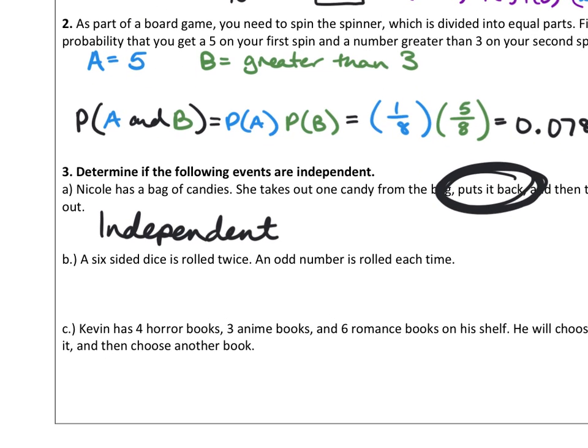Part B says a 6-sided die is rolled twice. An odd number is rolled each time. Does the first roll affect the second roll when you roll a die? No, because you're just rolling a die. Did the total number of faces on that die change from the first to the second? No, so it's like we put it back. This is also an independent event.